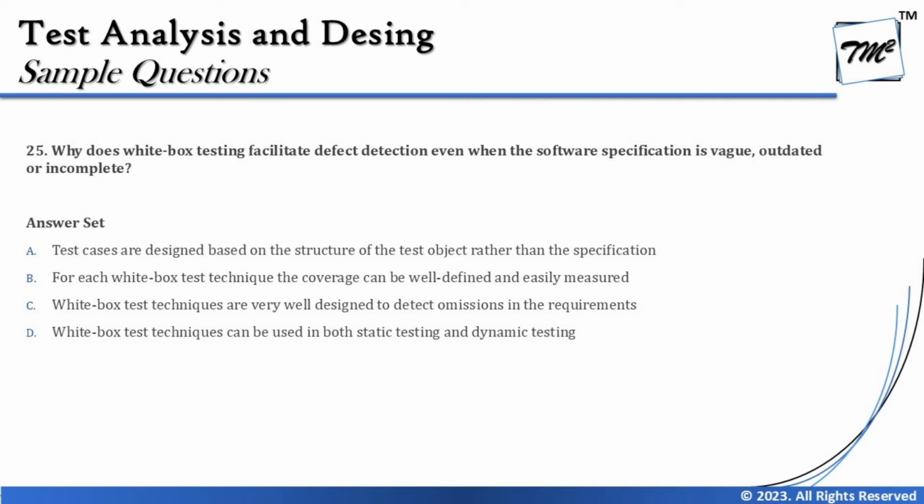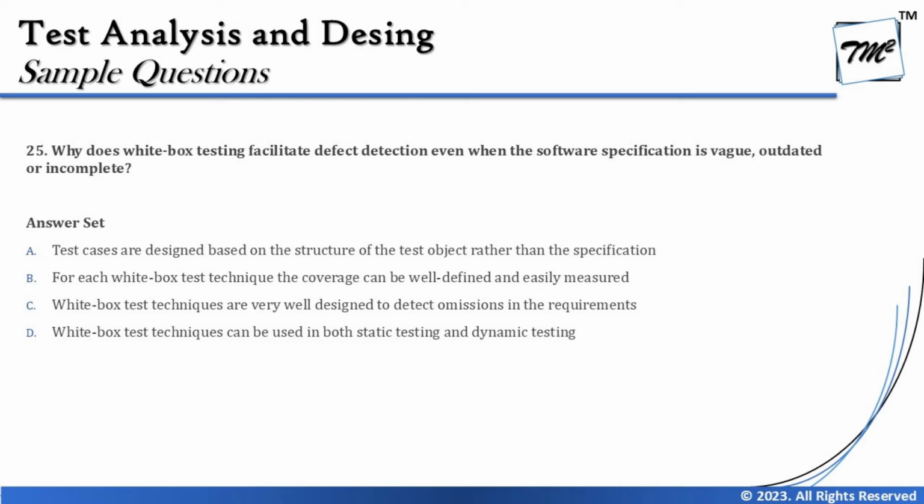And it says, why does white box testing facilitate defect detection even when the software specification is vague, outdated, or incomplete? This question has been taken from the topic applying white box test techniques, where we discuss the benefits of white box test techniques. We highlighted that it has its own set of benefits, like it covers every part of the code, which sometimes black box testing cannot cover. And when specifications are poor, white box test techniques could be of great help and a substitute to support the black box test technique.